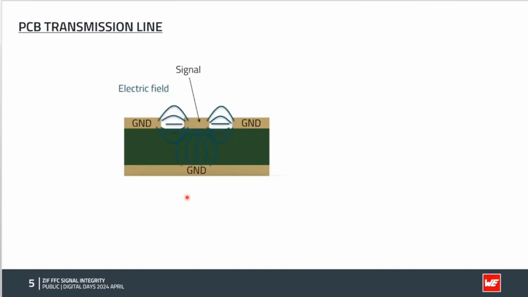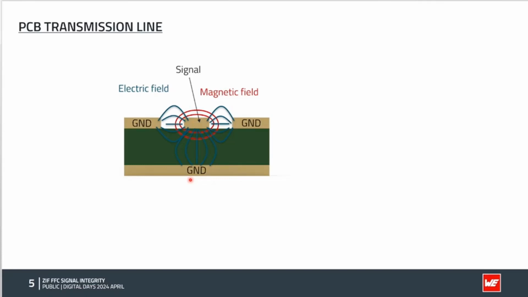When you send a voltage and a current or signal inside of the trace, then you will create an electric field between the ground and the signal here, from here to here, from here to here, and from here to here. And of course, you will have the magnetic field also. So electric field plus magnetic field, this is an EM field.